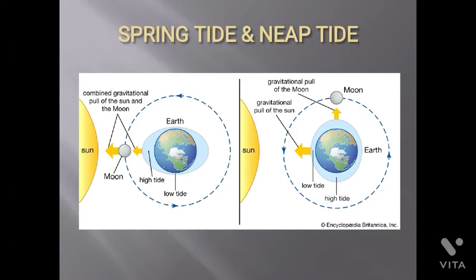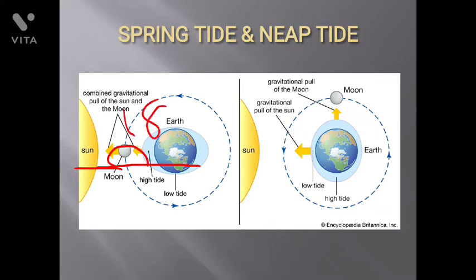Spring tide occurs when the sun, moon, and the earth are arranged in a straight line. As you can see in this diagram, the sun and the moon and the earth are in a straight line, or we can say that the sun and the moon and the earth make an angle of 180 degrees. But in the case of neap tide, you can see that the sun, moon, and the earth make an angle of 90 degrees.